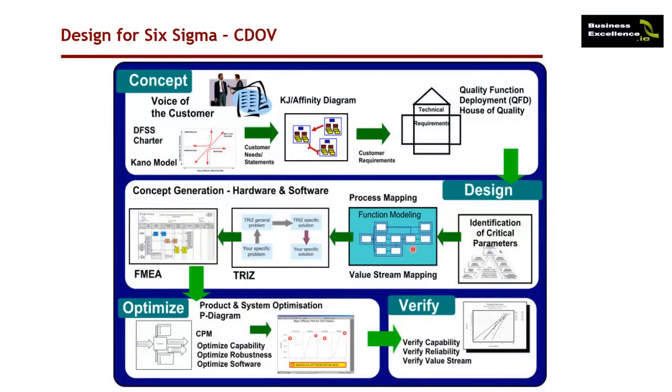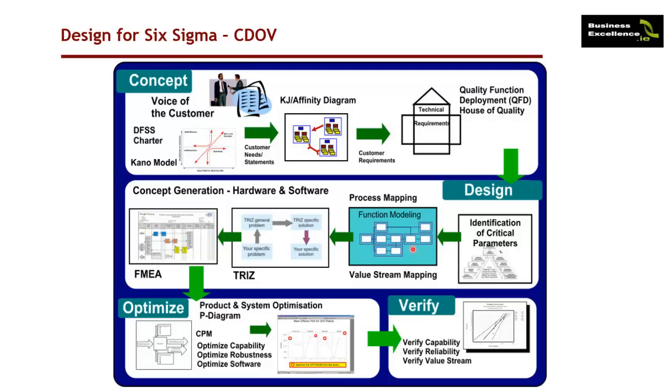The Design for Six Sigma methodology is made up of the following steps. The first part is the concept. Again, it's listening to the voice of the customer. It's defining exactly what are we trying to achieve. We use tools like the Kano model. We also use tools like KJ or affinity diagrams to group similar items based on the customer need. One of the main tools that's used in the concept phase is a tool called Quality Function Deployment or House of Quality.